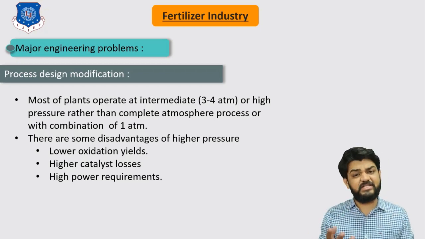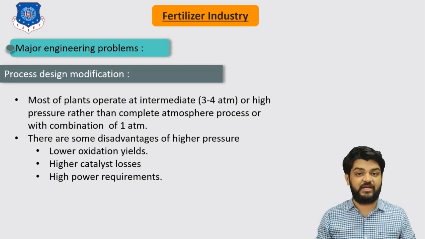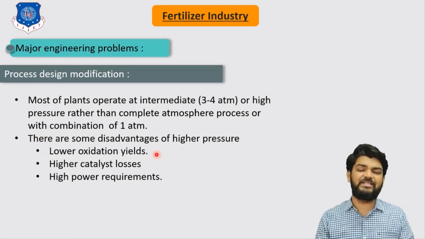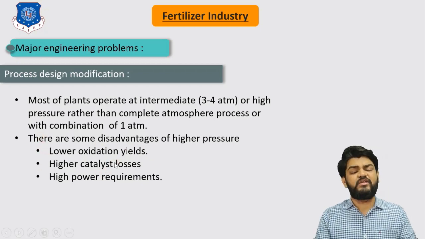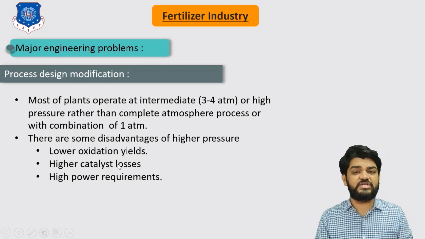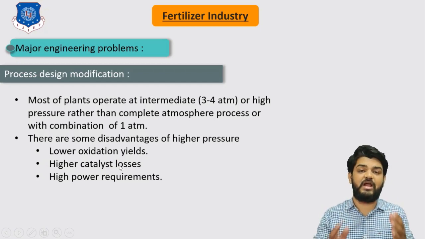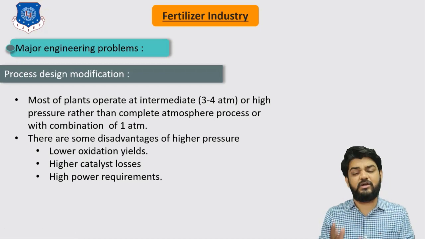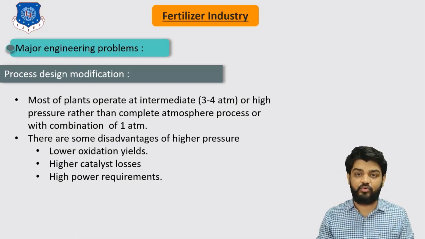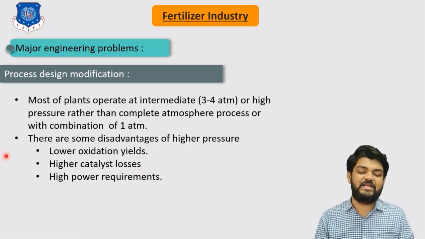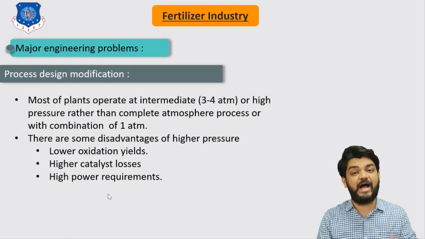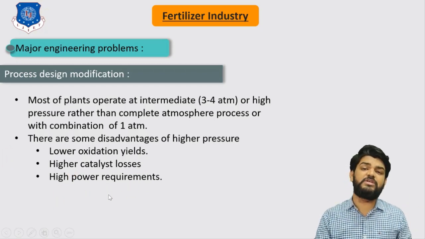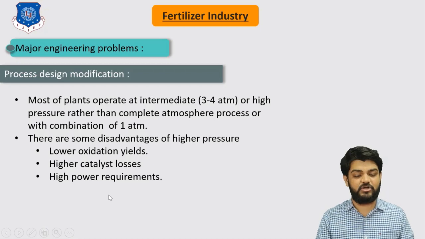There are some disadvantages of such higher pressure. As you can see, it lowers the oxidation yield, right? So this higher pressure will reduce the oxidation yield in your first reaction where our ammonia is oxidized in order to produce NO. Then higher catalyst loss is again a disadvantage with the high pressure operation. We are losing more of the catalyst in the high pressure operation.